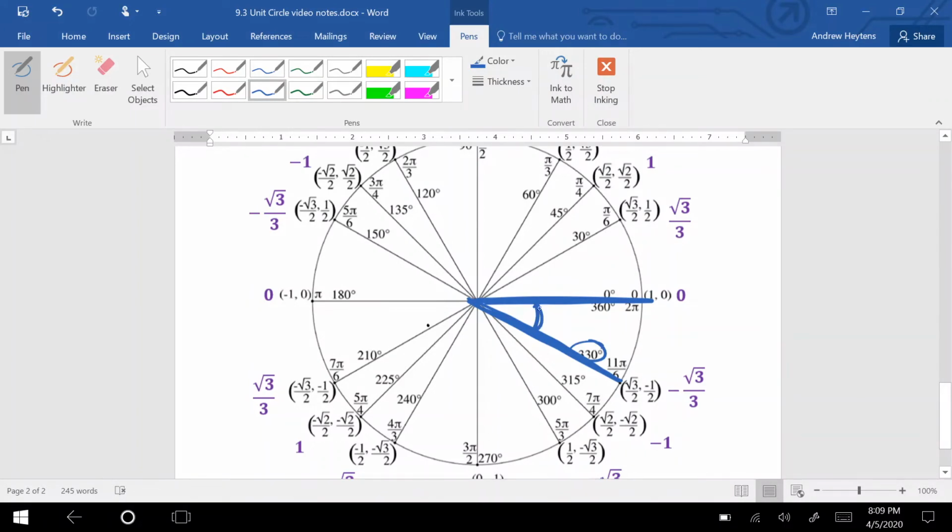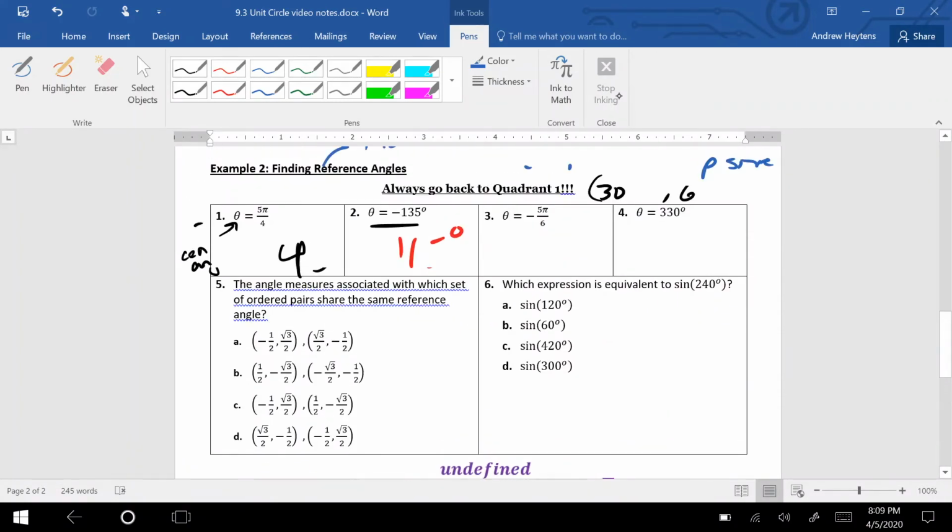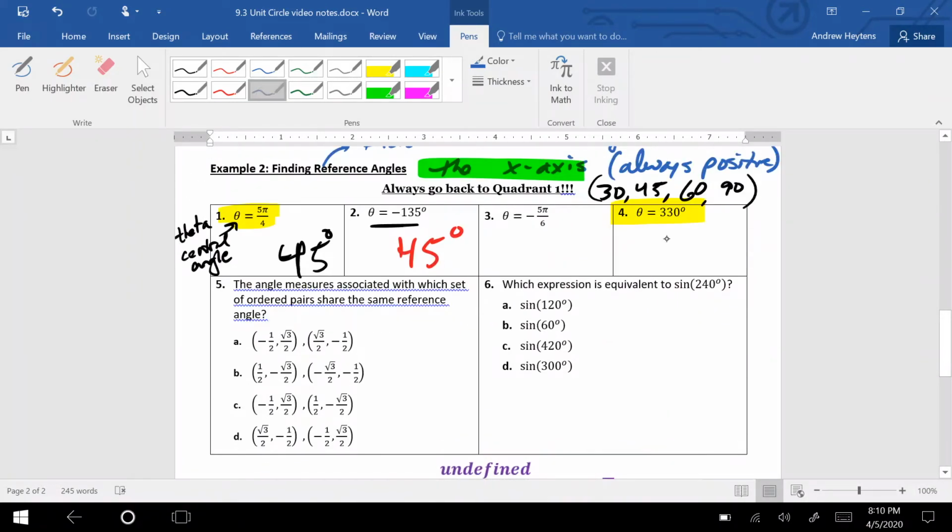And I need to calculate this angle. So this is 330, this is 360. The difference between 360 and 330 is 30 degrees. So find your angle, find the x-axis, subtract the two, and your answer should be 30, 45, or 60 every time. So this one would be 30 degrees.